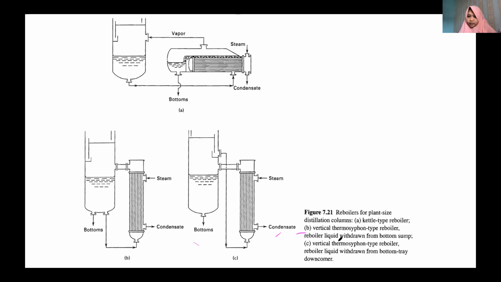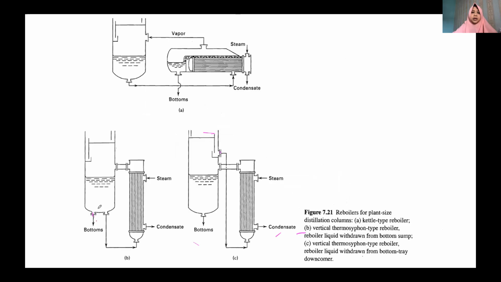The vertical type uses the bottom sump and the bottom tray downcomer. The difference is the type of inlet used for the heat exchanger. Number C is based from the bottom tray there. For here, it is from the bottom sump.